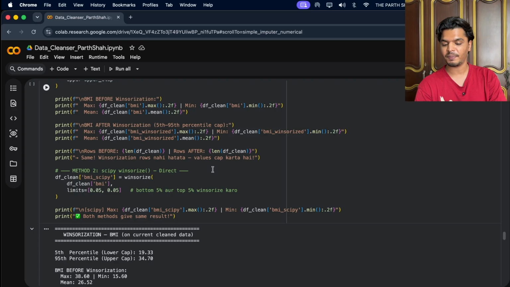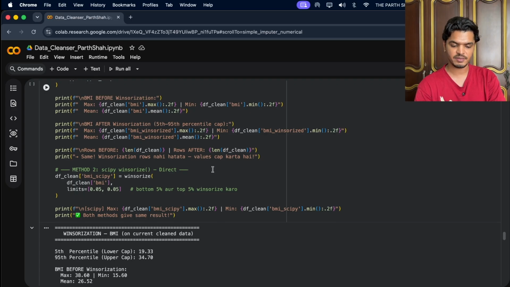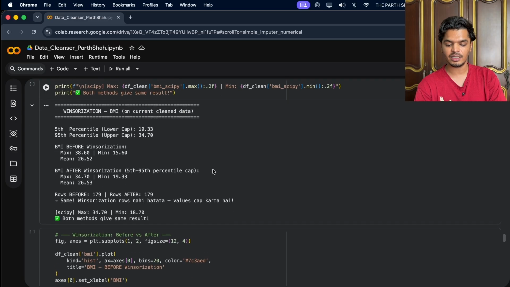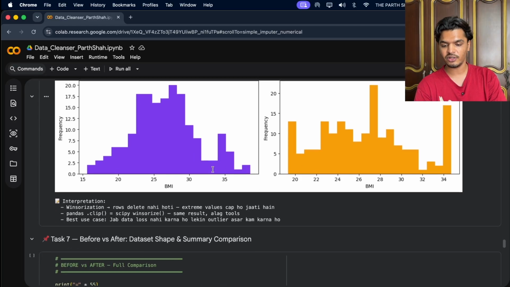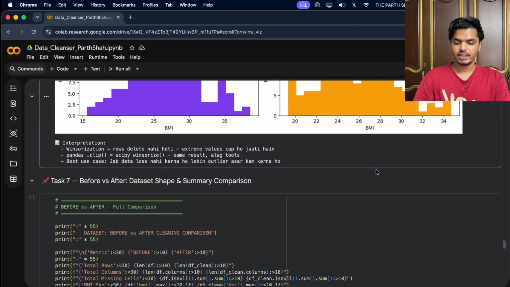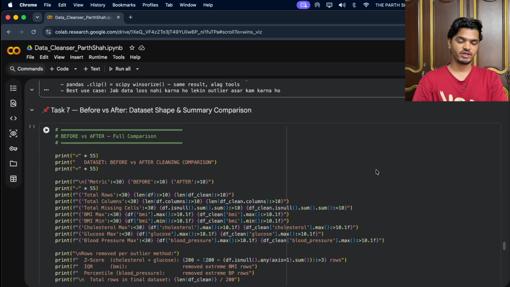I showed both the pandas clip and SciPy Winsorization methods, two tools, same results. See how the count is identical before and after. That's the key advantage of Winsorization. Zero data loss.